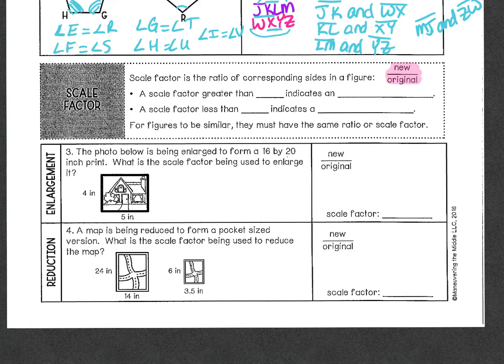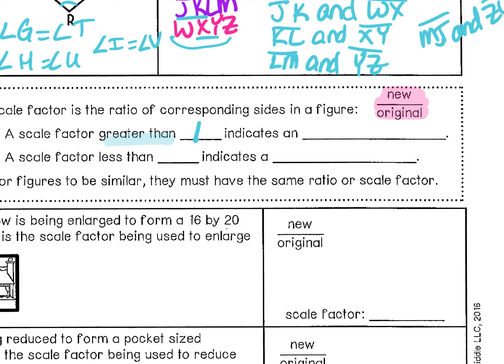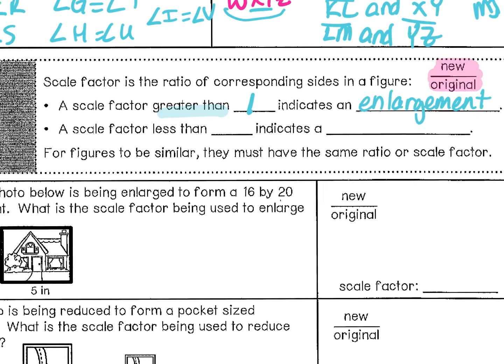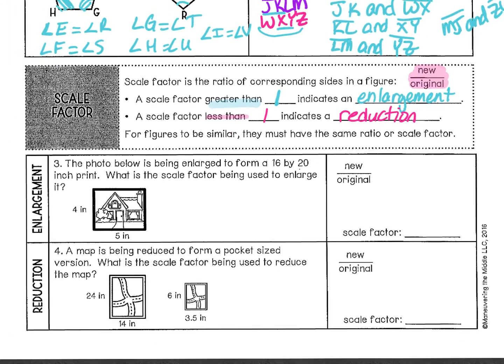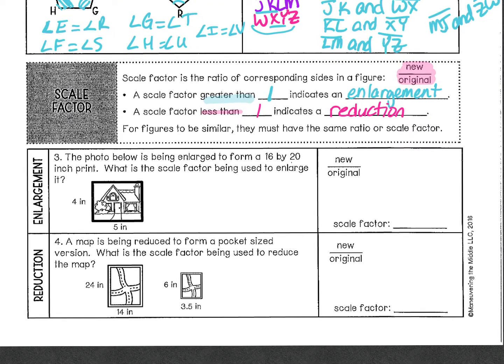Our scale factor that's greater than 1 indicates an enlargement. Now, a scale factor that is less than 1 is a reduction, or it shrinks. For figures to be similar, they must have the same ratio or scale factor. Okay? So let's go ahead and look here.